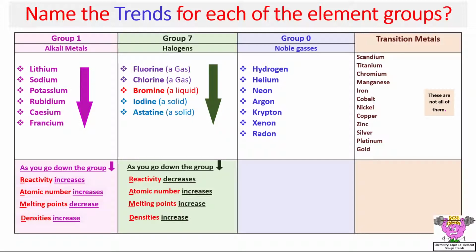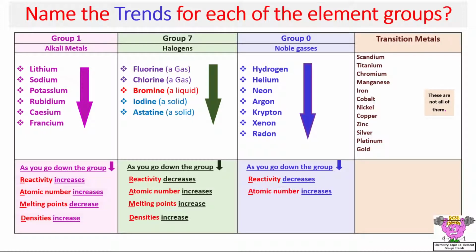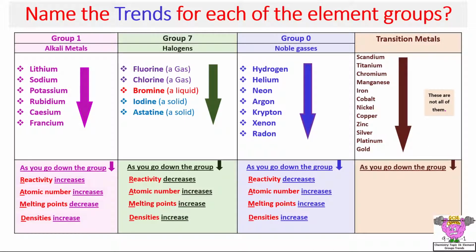Group 0 noble gases. As you go down the group, reactivity decreases, atomic number increases, melting points increase, densities increase. Transition metals, as you go down the group, reactivity decreases, atomic number increases, melting points increase, and densities increase. Keep going over these trends until you know them well.